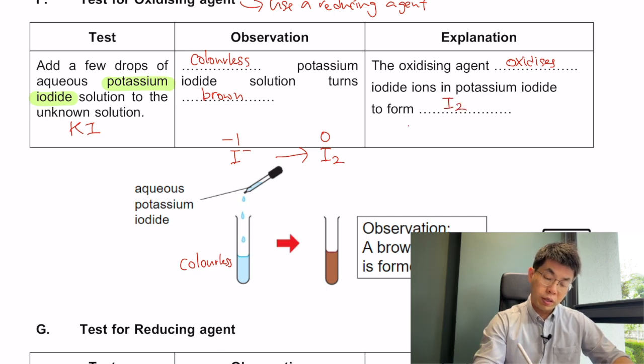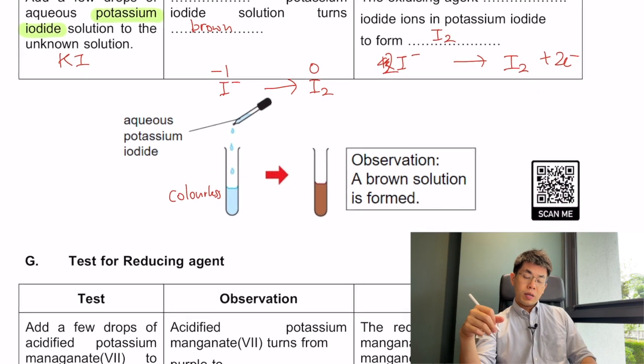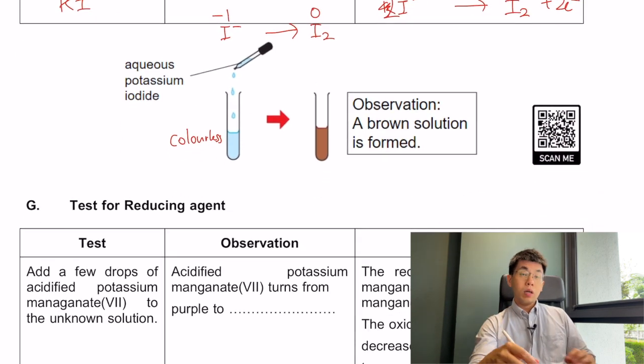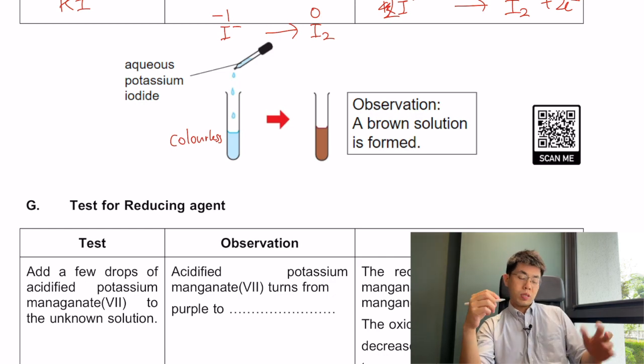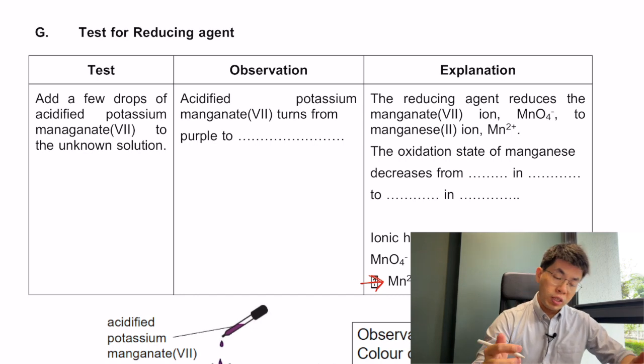So the iodide forms iodine. So there's a 2 here, and then there's 2 electrons here. Okay, so it will look something like this in the diagram. And if you're interested to see a video, please do scan the QR code to go and see a video of how it looks. Okay, now we are going to test for a reducing agent.